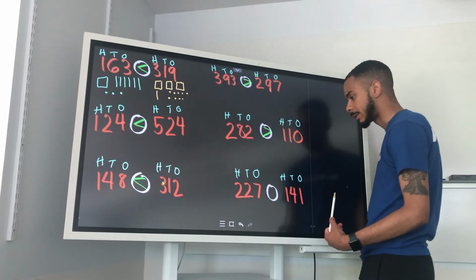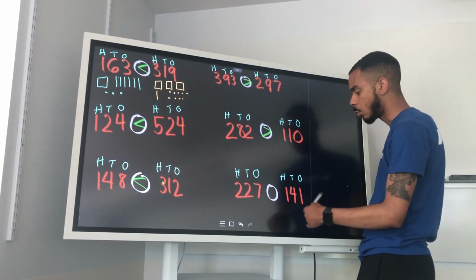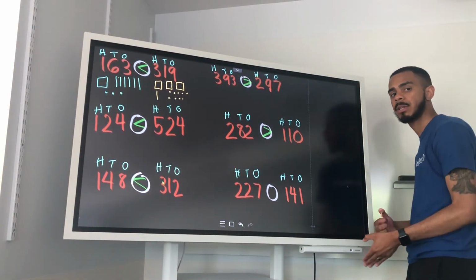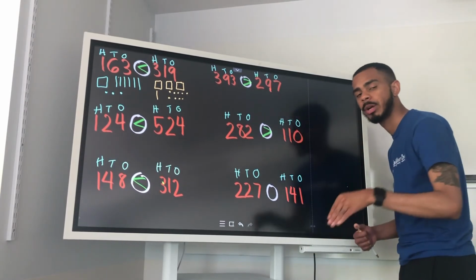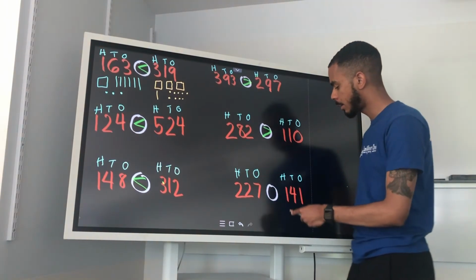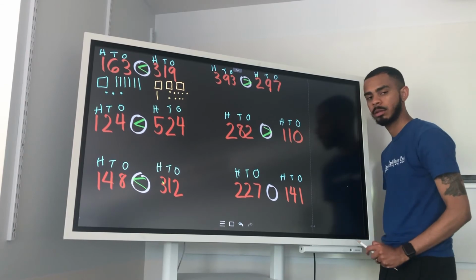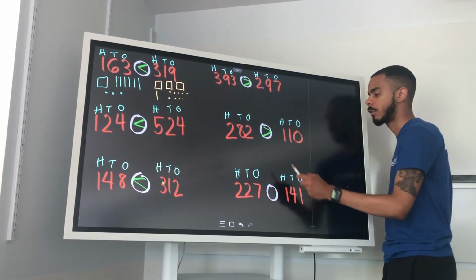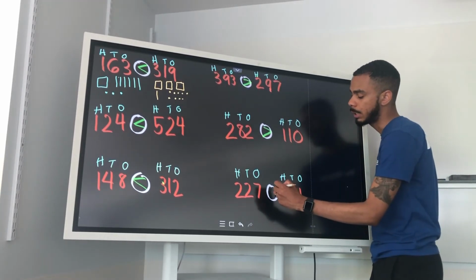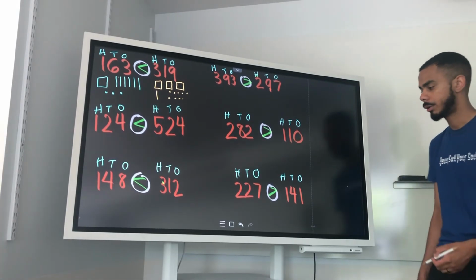Last but not least, 227 is blank 141. We look at the hundreds place because it's the largest place value, and that's what we start with first when we're comparing numbers. There's a 2 in the hundreds place here, there's a 1 in the hundreds place here. 2 is greater than 1, 200 is greater than 100. So we say 227 is greater than 141.